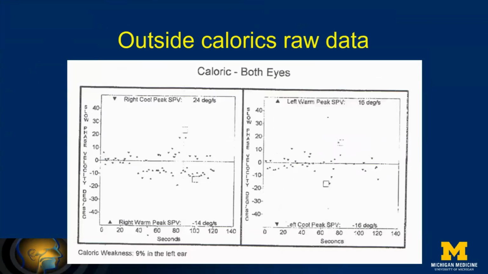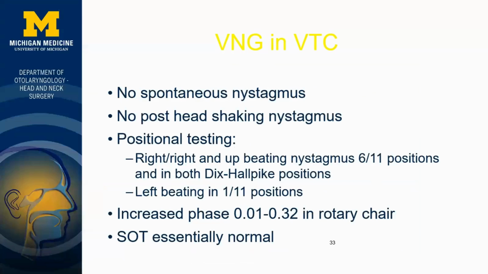So outside calorics, same thing here. We have a lot of outliers that the computer has chosen, or even the clinician may have chosen, whereas we see that the majority of the responses are quite a bit lower here. The other thing to keep in mind for this patient is this was air calorics versus water calorics. So we're going to bring them back in and do some water calorics.